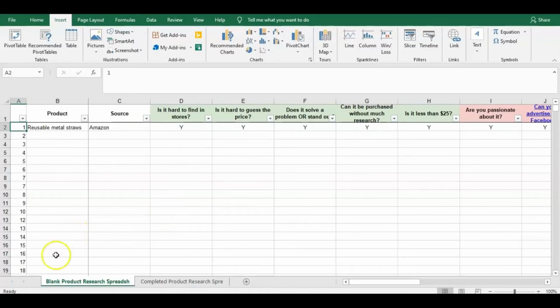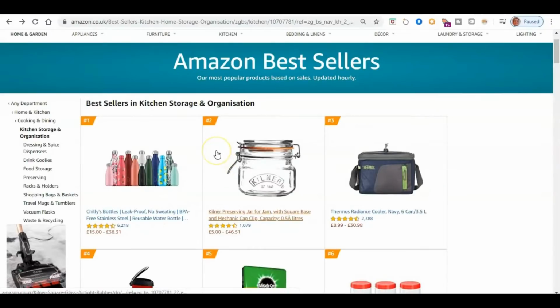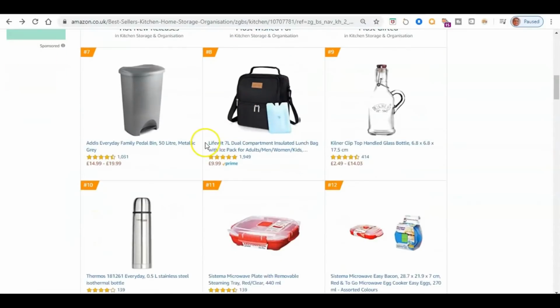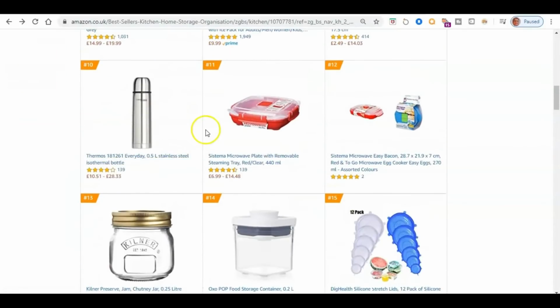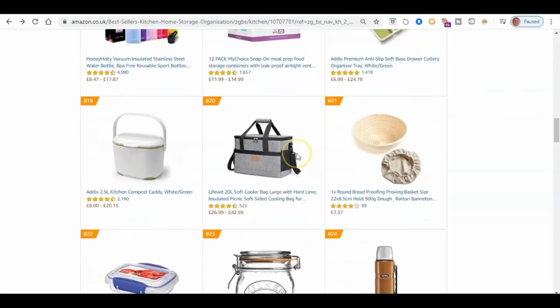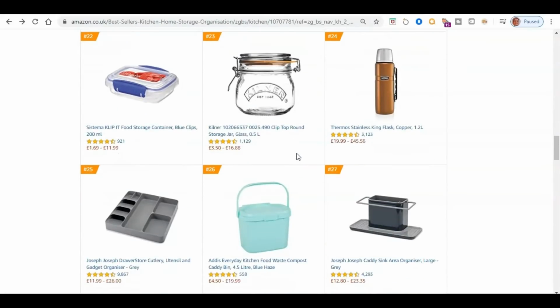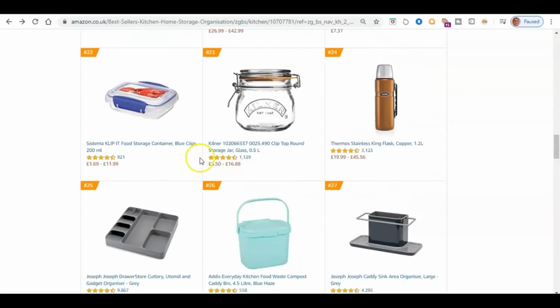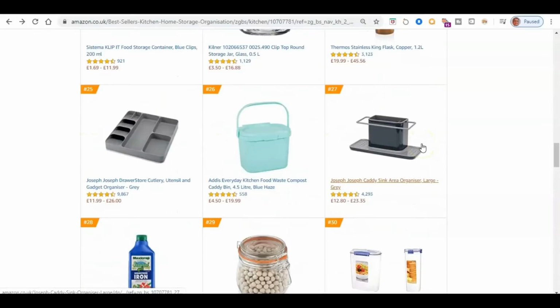Let's see if we can find something else. So here I'm back in my best sellers for my kitchen products, and I'm looking at kitchen storage and organization. There are some things which I'm not going to start selling, like bins or even flasks or thermos flasks. Like I said, anything with very recognizable brand names is going to be difficult, because you don't want to be trying to sell something unbranded when people are just going to buy a well-known brand version of the same product. So let's go back here now.